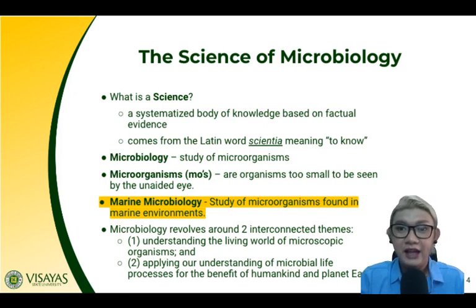So when you say unaided eye, these are eyes without anything that helps them see. So say for example, me, I have my eyeglasses, so my eyes are actually aided. Without these glasses, a magnifying glass or contact lens, if you cannot see an organism with just your naked eye, then we consider those organisms as microorganisms.